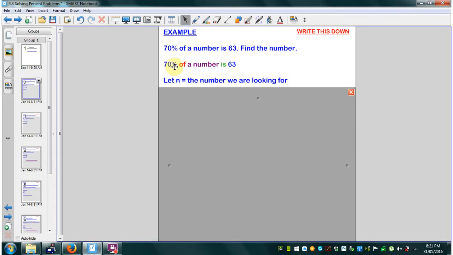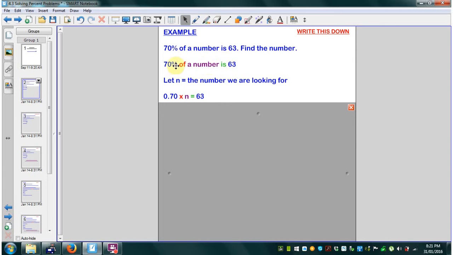Alright, so now I'm going to write this out as math. So 70% is the same as 0.70. We always remember we can't work with percents in math. We usually change them to decimals when we work with them. And we've done this in section 4.2. So 70% is 0.7. Okay, so 70% of a number, "of" being times, and a number being what we called n, "is," or equals, 63.